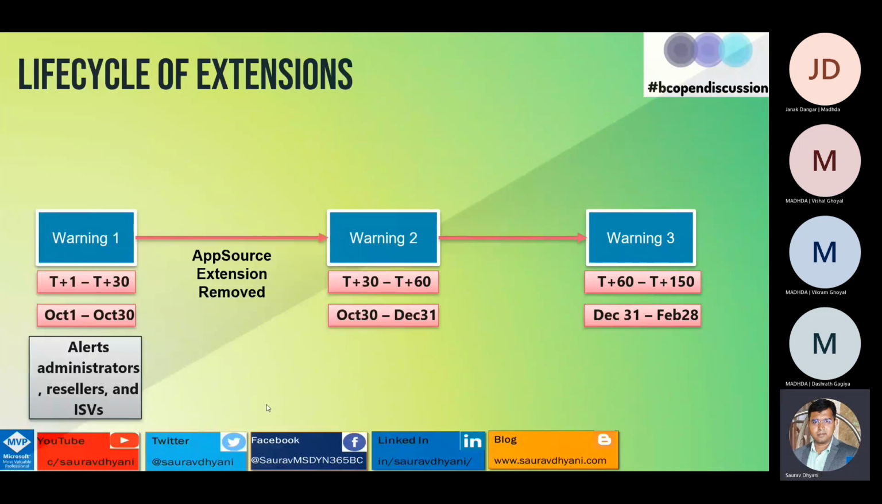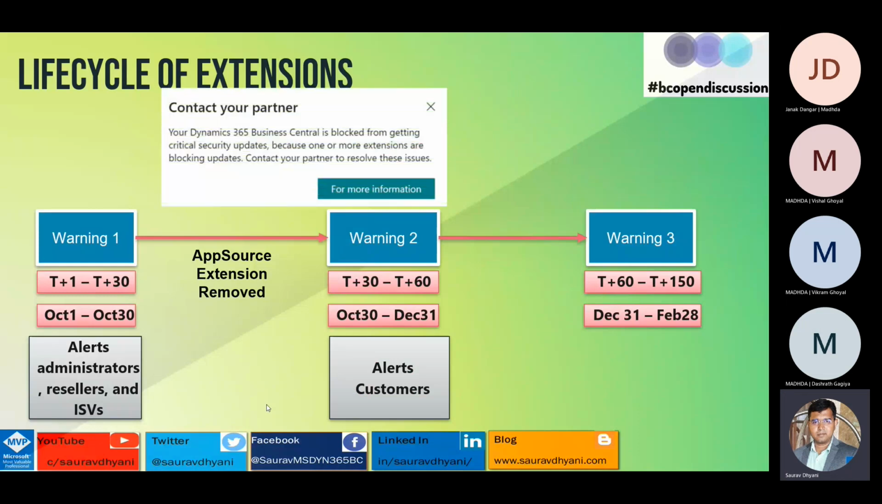Now, what happens in warning phase two? Because till now, the actual users of Business Central don't know anything about this breakage that might happen. At this point in phase two, Microsoft starts alerting customers. And when I say customer, that means every user from that customer gets a notification like this when they try to access their environment.